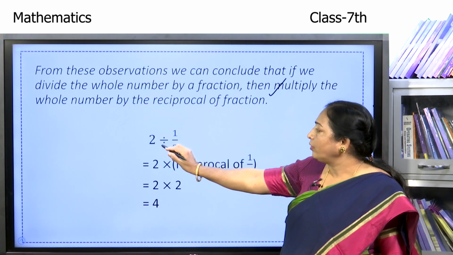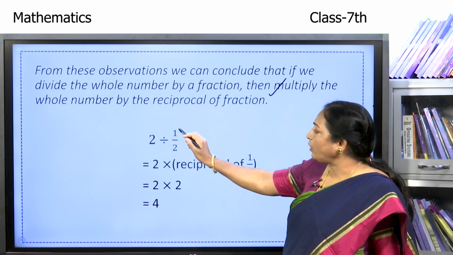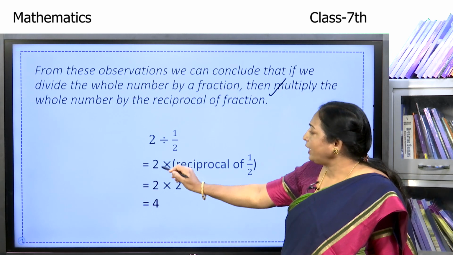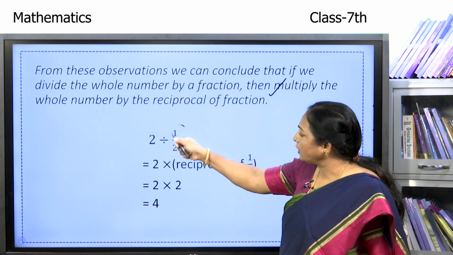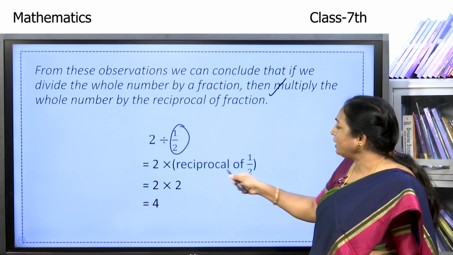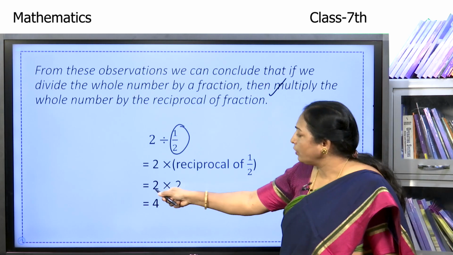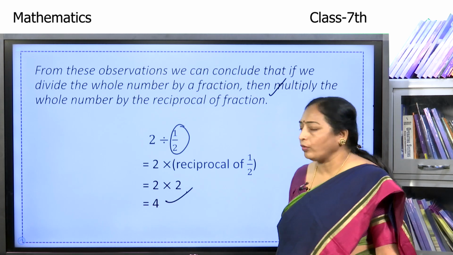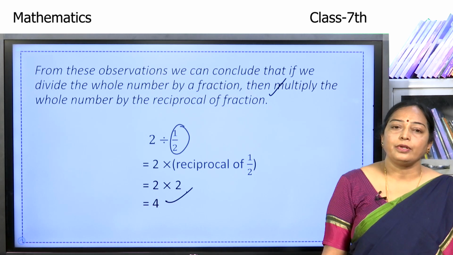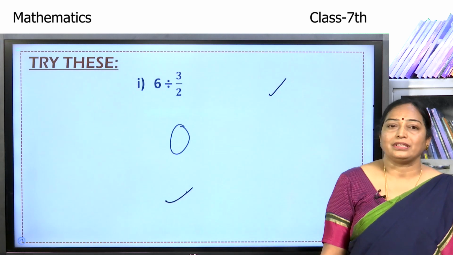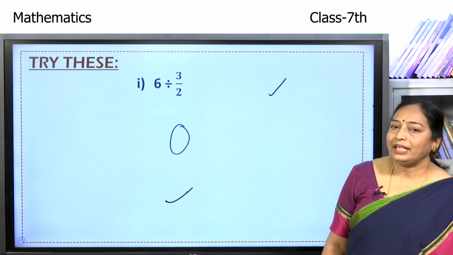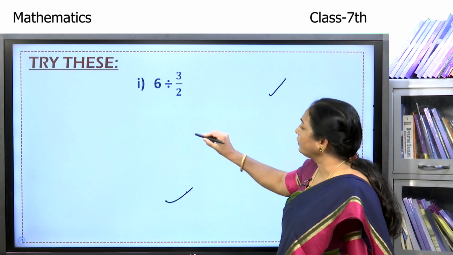For example, we did this already, 2 divided by 1/2. 2 into the reciprocal of 1/2. What is the reciprocal of 1/2? That is 2/1. We write it as 2. 2 into 2 is 4. We understand this concept by taking more examples. Let us take one more example here.